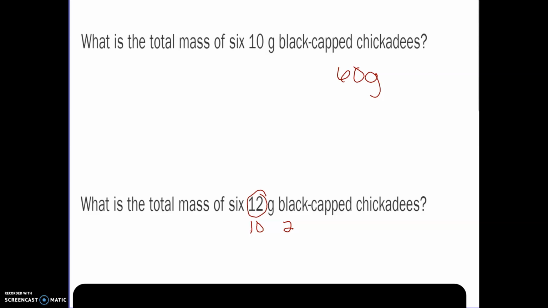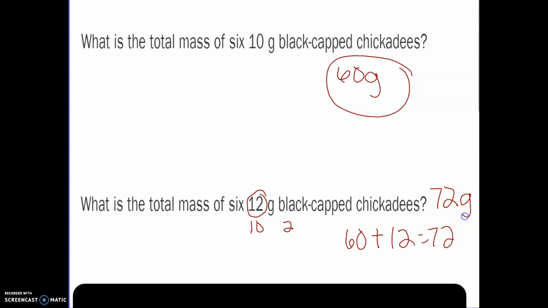And I know that 6 times 10 is 60 because we just did it up there. And I know that 2 times 6 is 12. So 60 plus 12 equals 72. So the answer would be 72 grams. And that's just the break apart strategy, which is something that we have used many times.